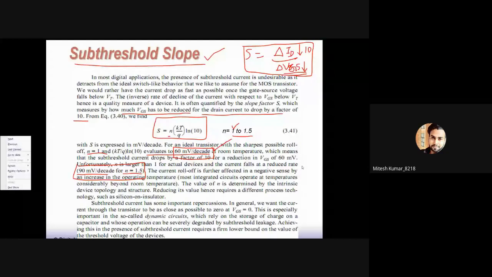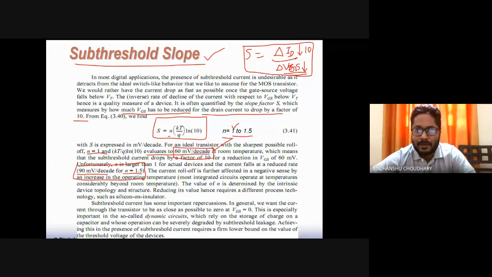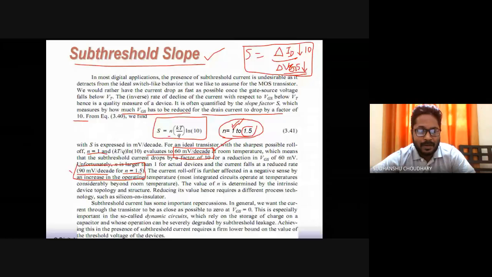Sir, can we choose any value of n, or does it depend on something? Again, this depends upon a process parameter. This is also a process parameter. So normally it is between 1 and 1.5. 1 is the best case, which is generally not possible. Normally 90 millivolts per decade can be achieved, but it is very hard to achieve 60 millivolts per decade. So n is between 1 and 1.5. This is again given by the foundry. Okay, sir.